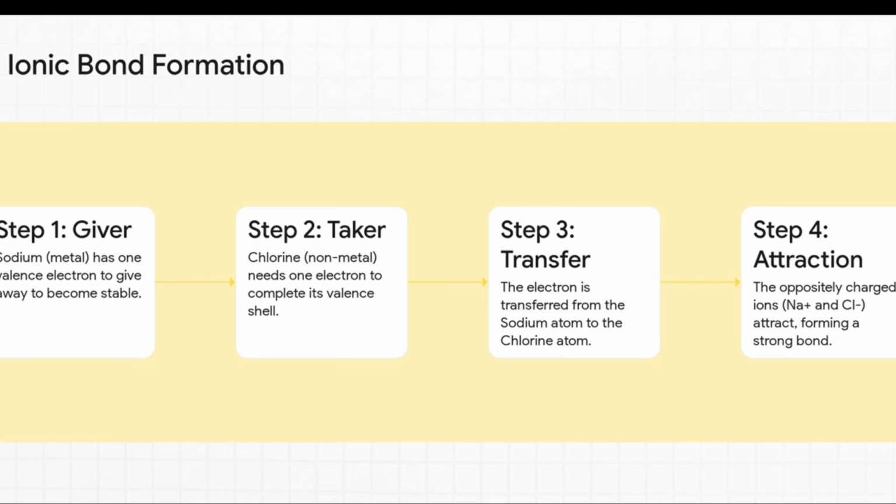Let's just take table salt, sodium chloride. First, you have sodium, the metal. It's desperate to give away its 1 extra electron. Then along comes chlorine, the nonmetal, which needs just 1 more to be complete.